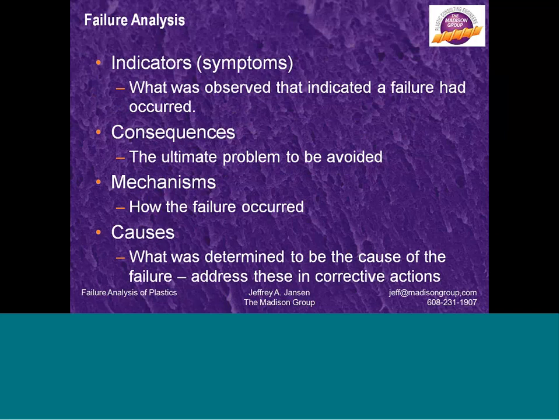As part of the failure analysis, we want to certainly identify certain things. We want to see, again, these four things be identified. What are the indicators or the symptoms? What was observed that indicated a failure had occurred? What were the consequences, the ultimate problem to be avoided? What are the mechanisms, essentially, how the failure occurred? And the cause, what was determined to be the root cause of the failure, and address these in corrective actions. We certainly don't want to get them confused.